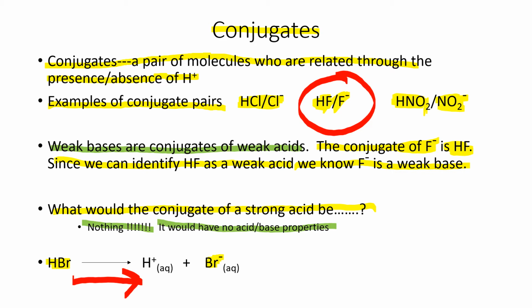Remember what it means to be a base. For a base, something has to be able to grab H+. Look at the arrow. There's no arrow going to the left. Can Br minus re-grab that H+ ever? No. If Br minus can't grab an H+, it's not going to be able to function as a base. So the conjugate of a strong acid is nothing. It does not have acid-base properties. The conjugate of a weak acid is a weak base.